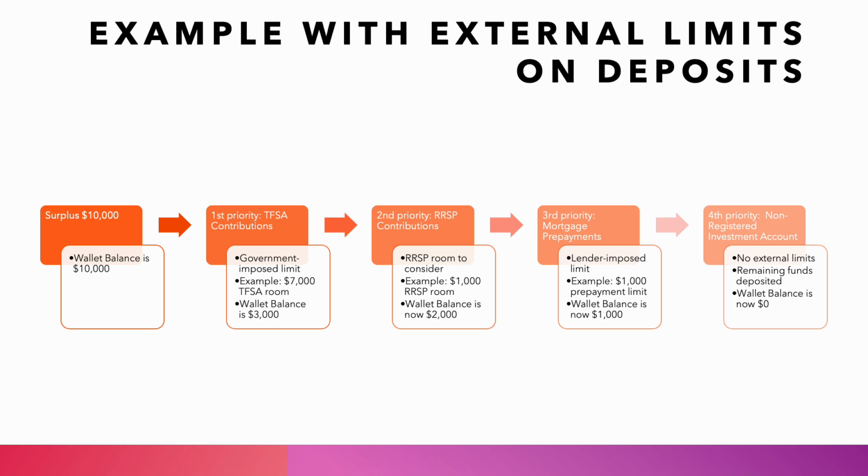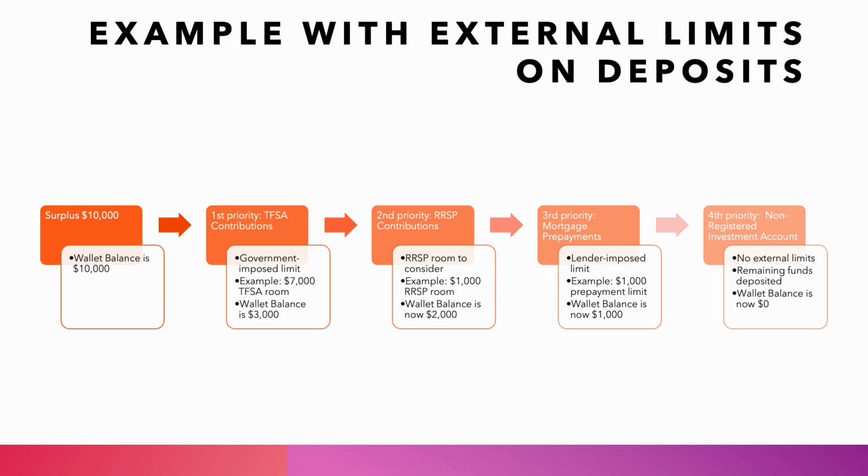Say you have a surplus, and you want to deposit to your TFSA first, then your RSP, then to pay down your mortgage, and then to fund your non-registered investment account last. If the time machine calculates a $10,000 surplus, it first goes to your TFSA. But TFSAs have a limit imposed by the government, and the time machine has calculated your TFSA room and cannot deposit more than that. If you maxed out all previous year contributions, your room might be $7,000. So the time machine will put $7,000 in your TFSA, and the wallet balance is now $3,000.